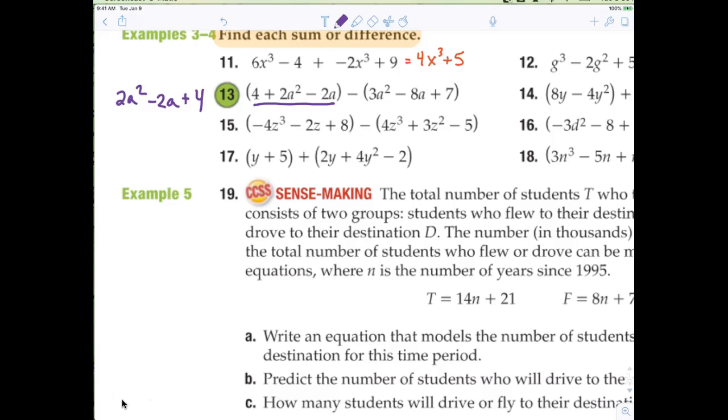Then I'm distributing a negative plus negative plus negative. So now I have negative 3a squared, positive 8a, and a negative 7. Everybody agree with that?